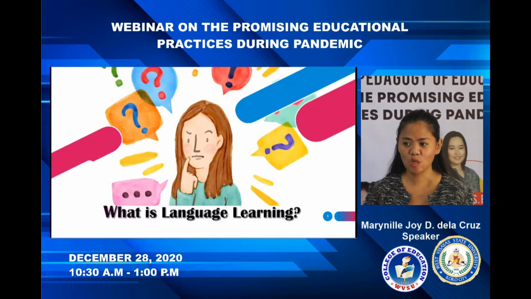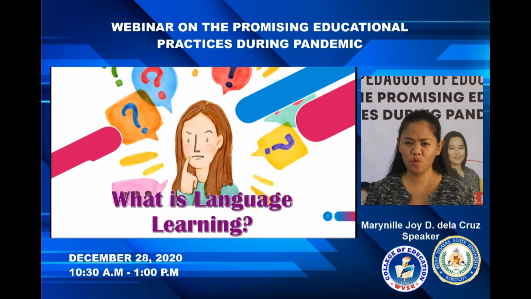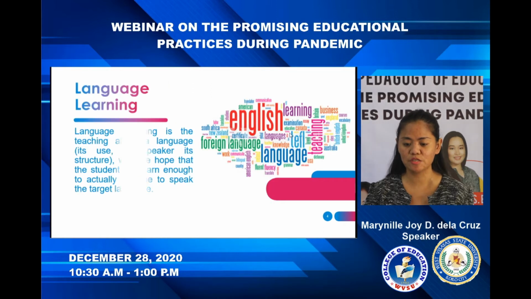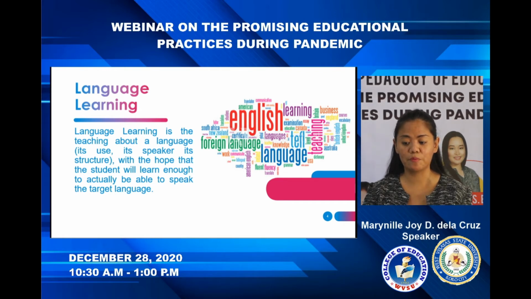So let's define what is language learning. When we talk about language learning, it's about facilitating knowledge acquired by the students through teachers in all the facets of language: its use, its speaker, its structure, and its delivery, with the hope that the students will learn enough to actually be able to speak the language. You see, language development is continuous and recursive. Students reflect upon the use of prior knowledge to extend and enhance language and understanding, incorporating them in the new language structure in their repertoire and use them in a variety of contexts. Students develop language fluency and proficiency.